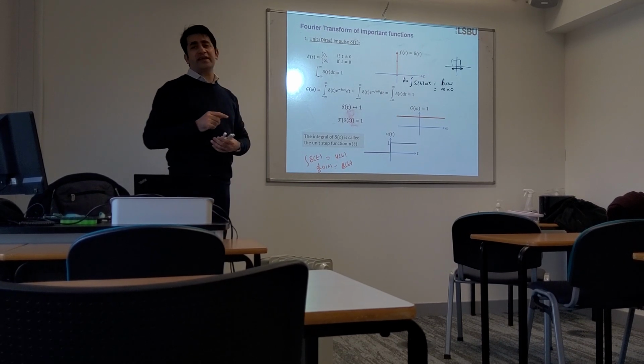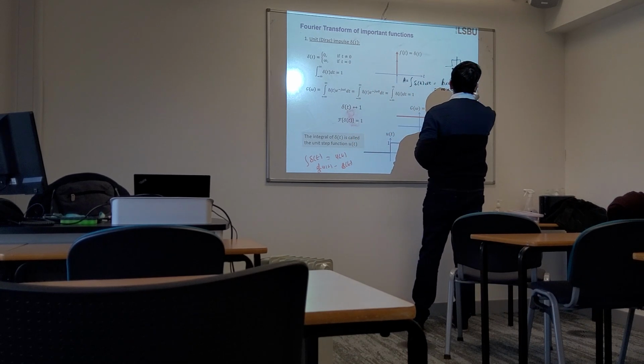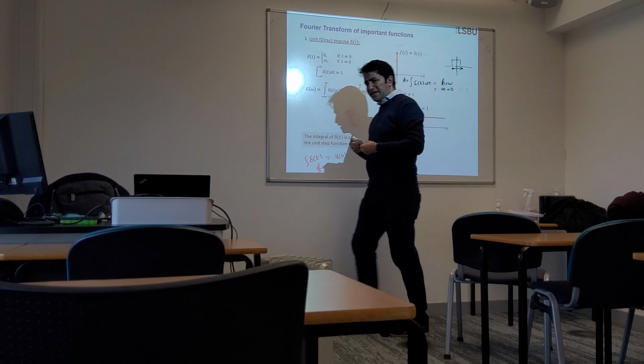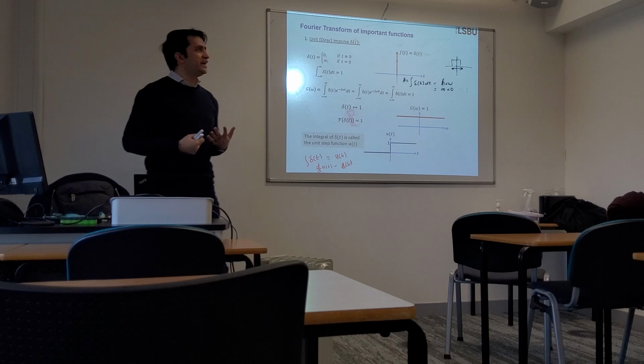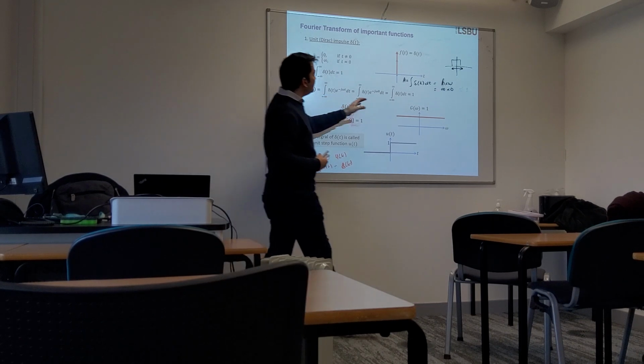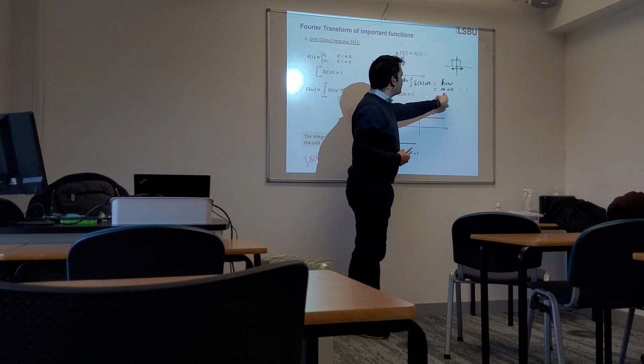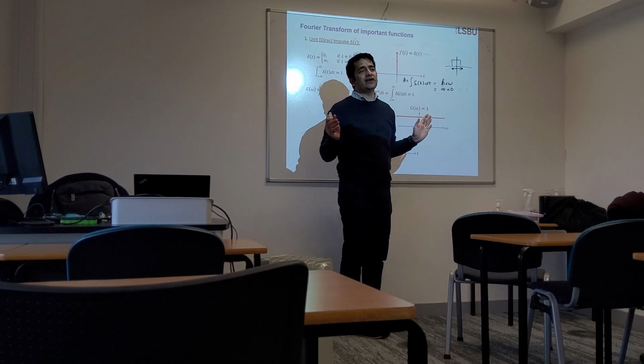So for this specific case, we define it as 1. This is an identity for the delta function: if we integrate it between minus infinity and plus infinity, its value is 1. So clearly we can see that the area is something, because infinity times 0 we cannot say what it is.